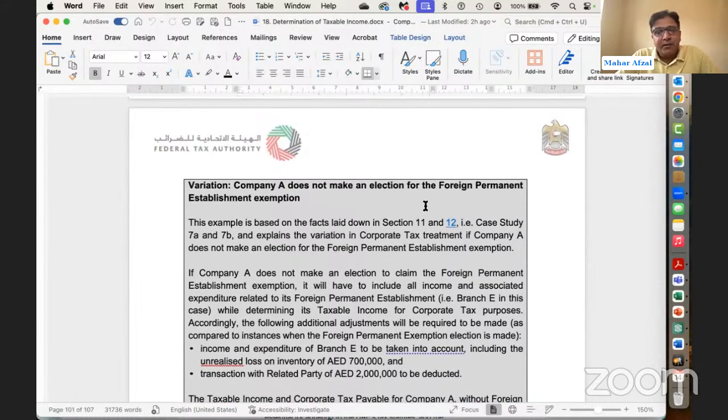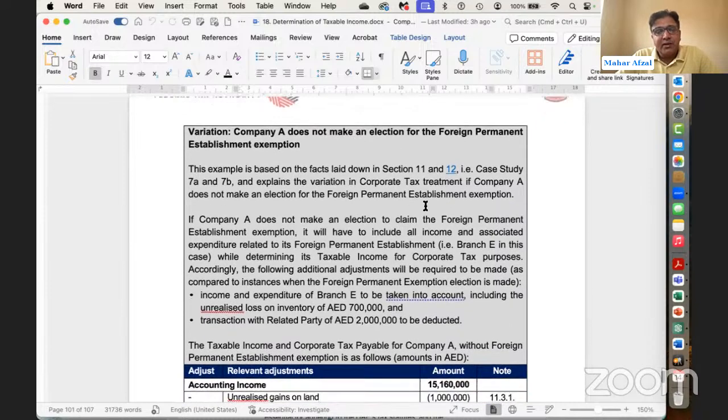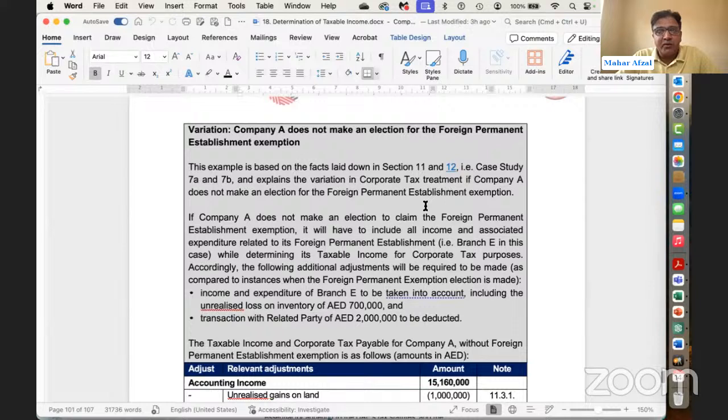Not made an election for foreign PE. If they have not made an election, then it will be subject to tax. If you have a branch outside the UAE and have not made the foreign PE election, the branch will be treated as a separate company. Then you need to consider all income and expenses. You need to calculate the income and expenses of that branch as per the UAE law. This is very important. You cannot rely on the financial statement provided to you by the branch. No. You need to take the numbers, convert them, prepare the financial statement as per the applicable standard in the UAE. Then you need to calculate the taxable profit as per the UAE. Everything will be exactly as per the UAE law. Just the branch will exist outside the UAE, but everything will be as per the UAE law.